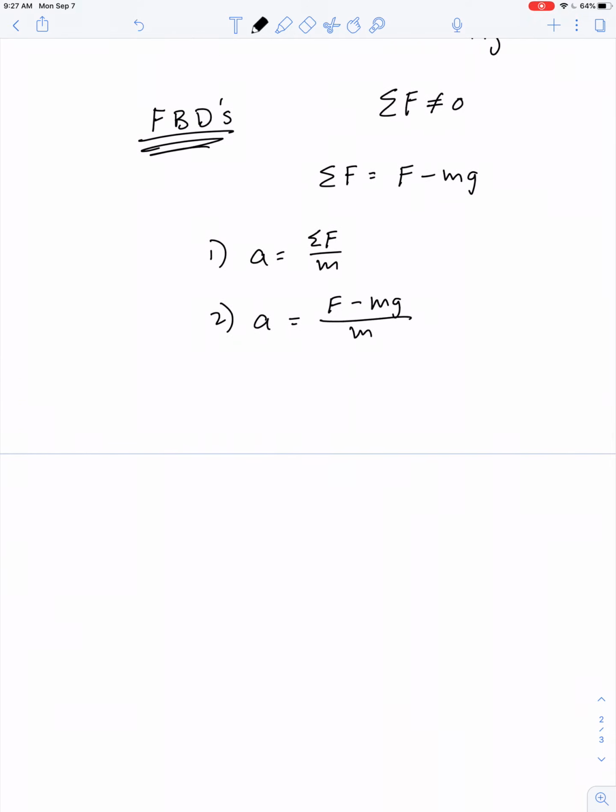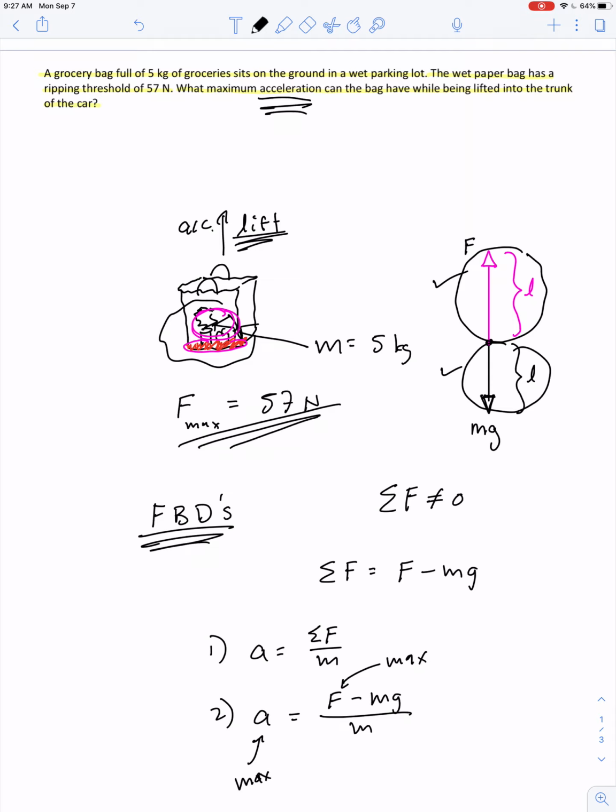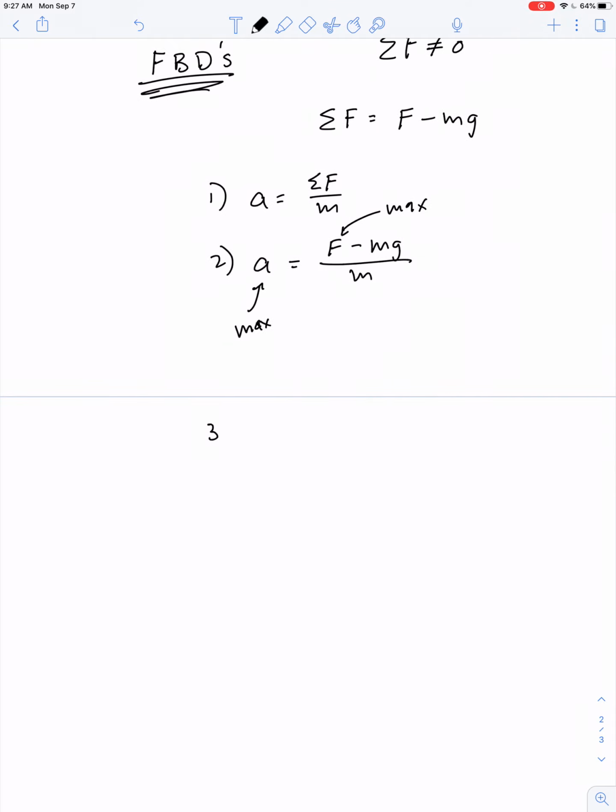So we're trying to figure out what that maximum acceleration can be. So if I want the max acceleration, that comes from substituting the maximum amount of force. And because we know the bag will break if the force exceeds 57 newtons, we have a numerical value. So in step 3 of our solution, it's just a matter of plugging in the given quantities. If we take 57 newtons minus 5 kilograms times 9.8 meters per second squared, divided by 5 kilograms. Now note that a kilogram times a meter per second squared gives a newton.